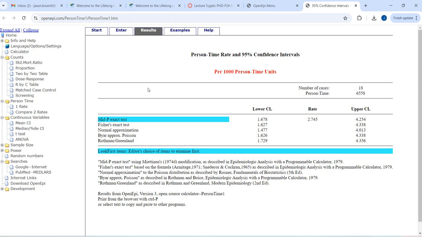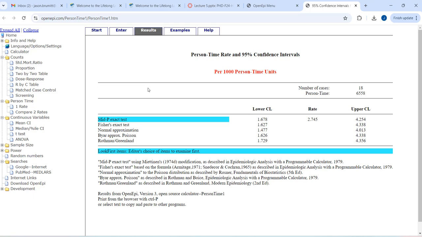OpenEpi gives a recommendation. They'll always give a recommendation in blue, and that comes from the creators of the software. There are, as you can see, different tests. How much do you get into the weeds with that? Well, I guess if you wanted to become an epidemiologist, you would study that at a greater level. I could not tell you what the Bayar approx Poisson is.